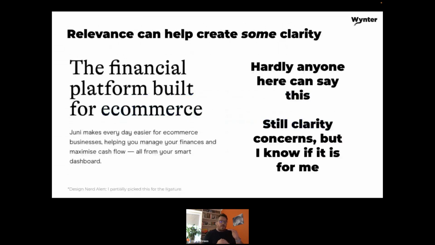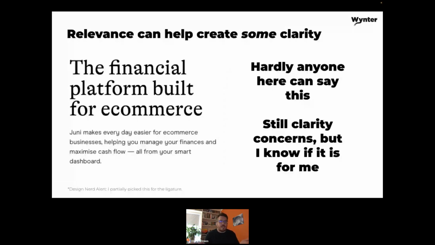Like I said before, clarity and relevance are kind of 1A and 1B. So relevance sometimes can help create clarity. This is a really great example of a really relevance-focused value prop. I know right away, everybody here on this call knows now, whether this solution, you don't know what it is, but you know whether it's for you or not just by "the financial platform built for e-commerce," right? Am I an e-commerce business or not? Yes or no, right? Do I need a financial platform? Yes or no?